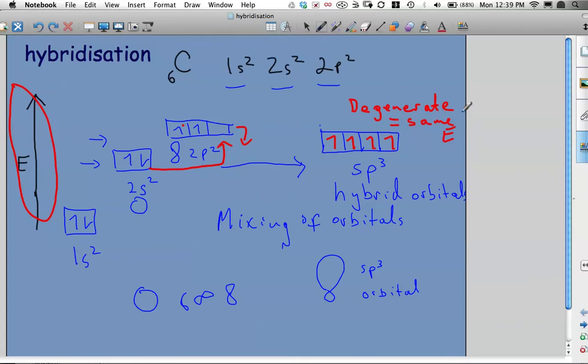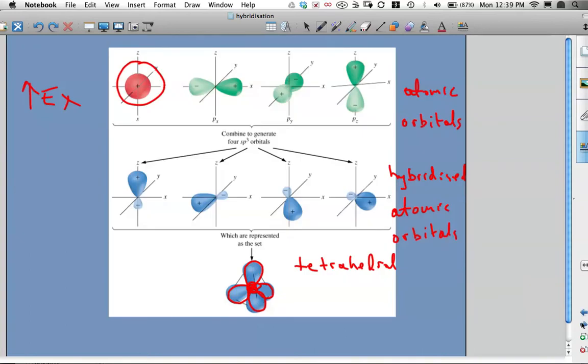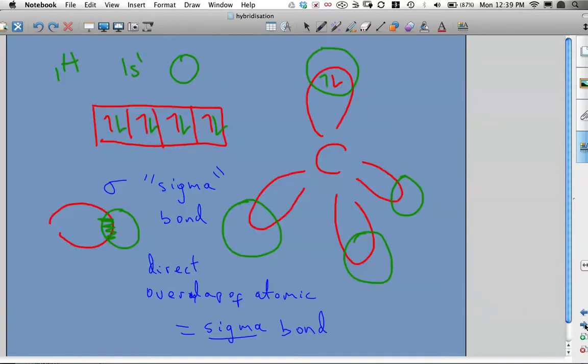We say that the sp3 hybrid orbitals, there are 4 of them, and there are 4 of them which are degenerate. They have the same energy. Not only are the orbitals the same energy, they are the same size and shape, and the shape is like this. It's a kind of mixture of this spherical and this p orbital, and this is called an sp3 hybridized orbital. When it makes a covalent bond, that covalent bond is made by head-to-head overlap of the atomic orbitals.